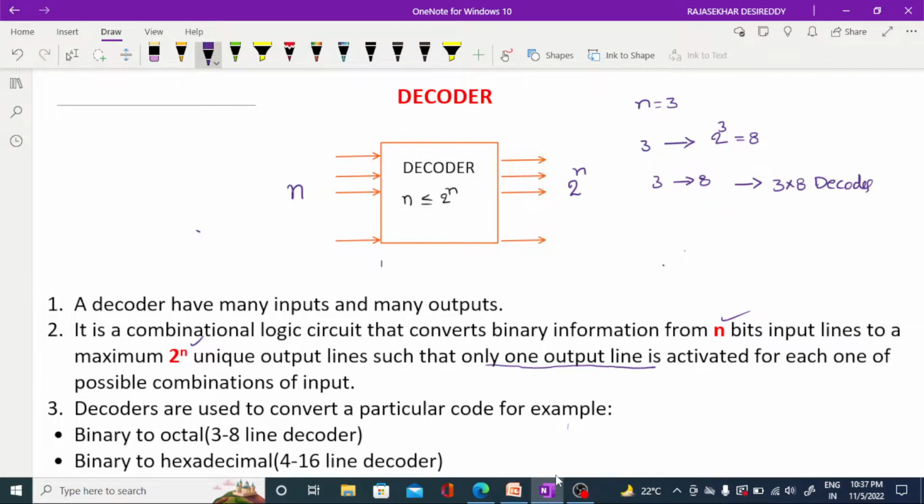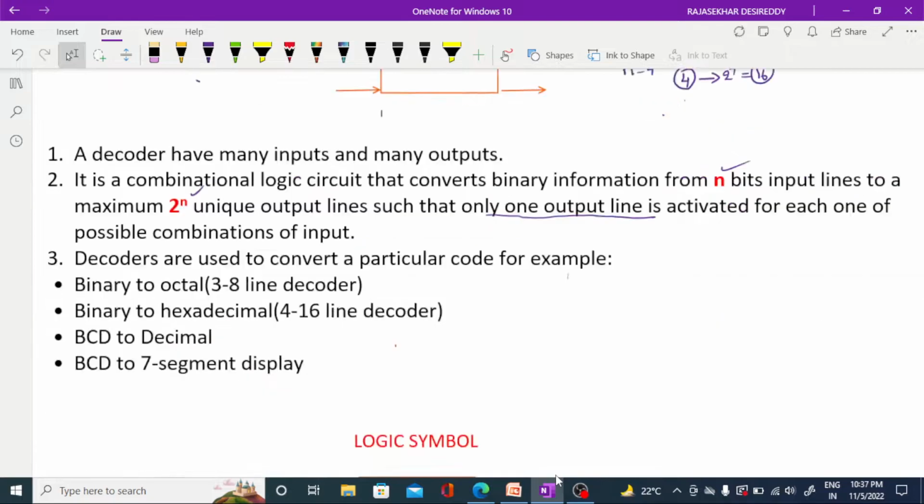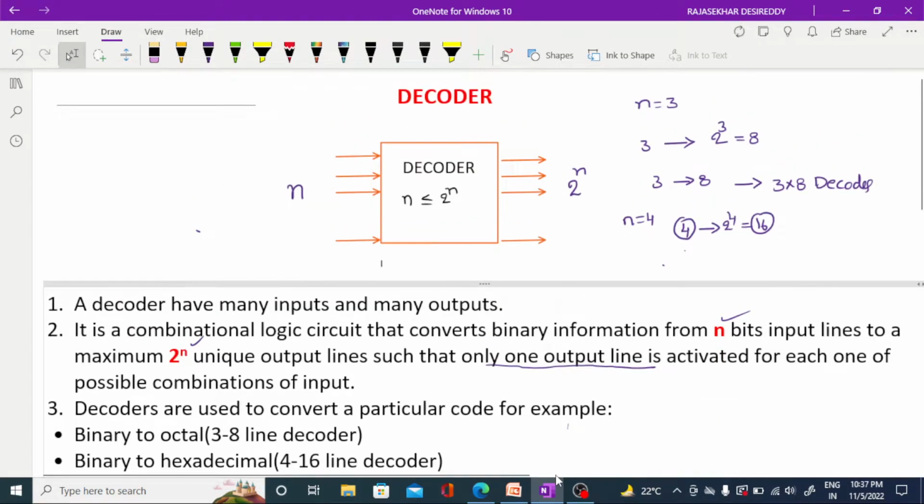For example, let us take n equal to 4. So 4 inputs, and 2 power 4 means how much? 16. So 16 are the output lines and 4 are the input lines. That is the meaning. Then what is the meaning of less than or equal to 2 power n, that is, the maximum of 2 power n? It is not always like we mentioned here: 3 inputs, 8 outputs, 4 inputs, 16 outputs. It depends upon the requirement.